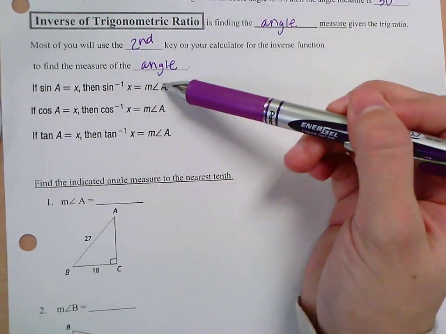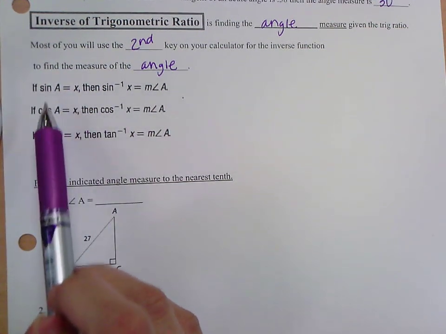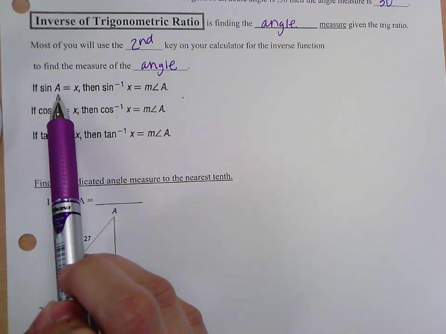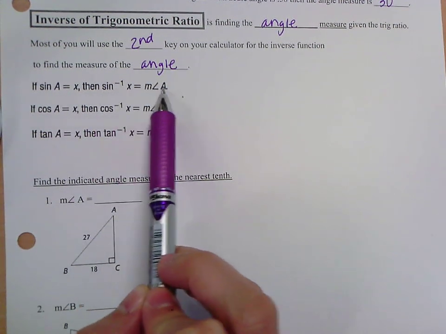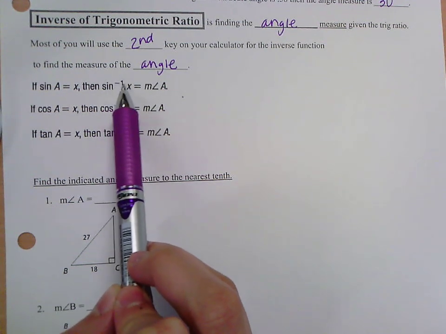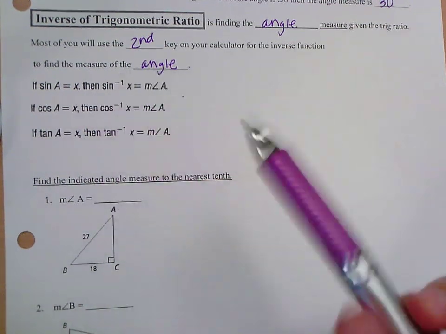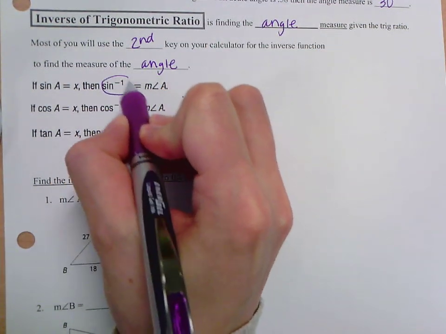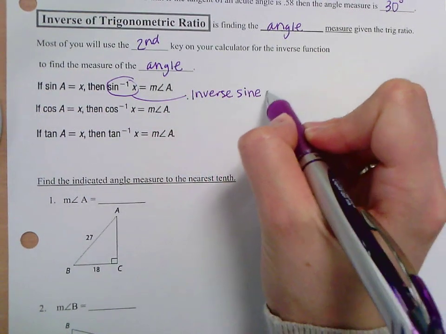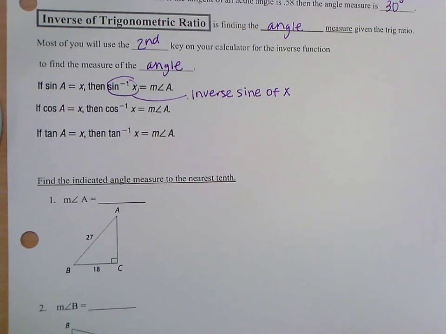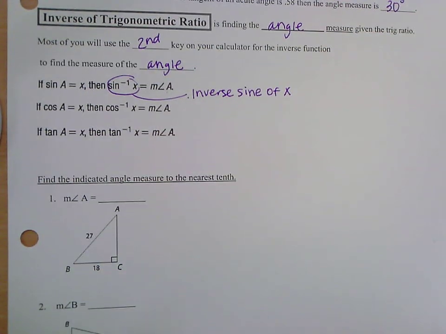So then it lists these relationships. Notice these are all the same; it just gives the three different trig functions. So if sine of angle A equals X, then this is what it looks like inversely. This little -1 looks like a -1 exponent, but this is inverse sine of X. The way you say that is inverse sine of X. And inverse sine of X is going to equal the measure of angle A.